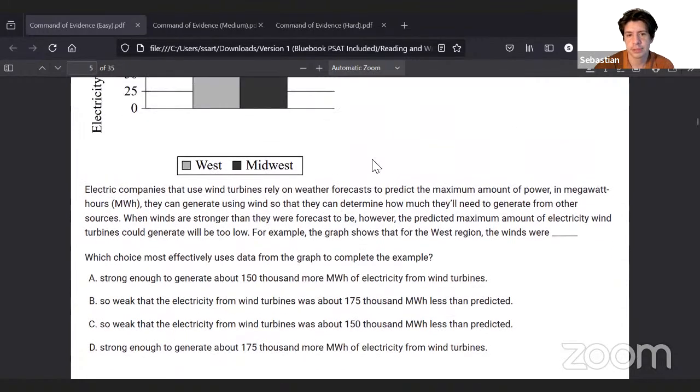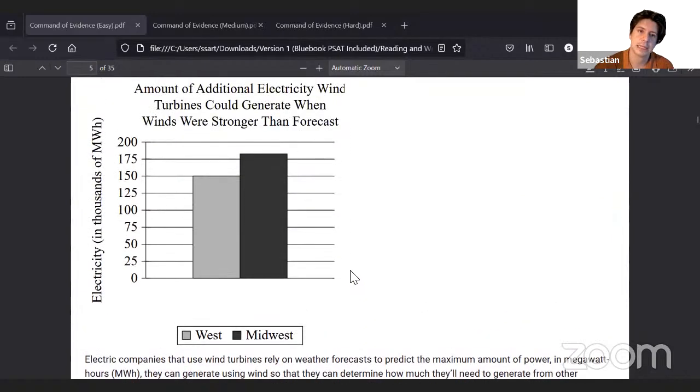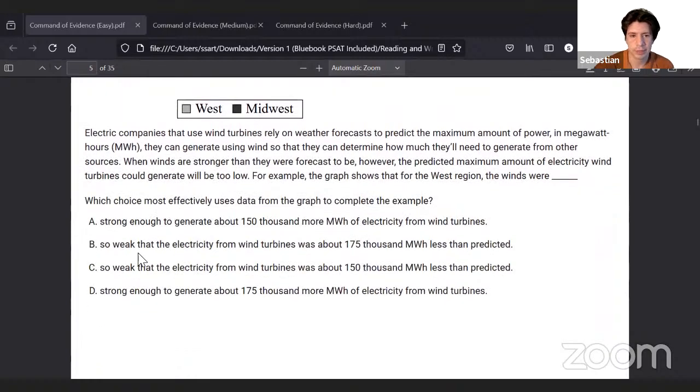So A: strong enough to generate about 150,000 more megawatt hours of electricity from wind turbines. MWH stands for megawatt hours, but you don't need to know that. You could just say MWH, right? B: so weak that the electricity from wind turbines was about 175,000 megawatt hours less than predicted. C: so weak that electricity from wind turbines was about 150,000 megawatt hours less than predicted. And then D: strong enough to generate about 175,000 more megawatt hours of electricity from wind turbines, right?